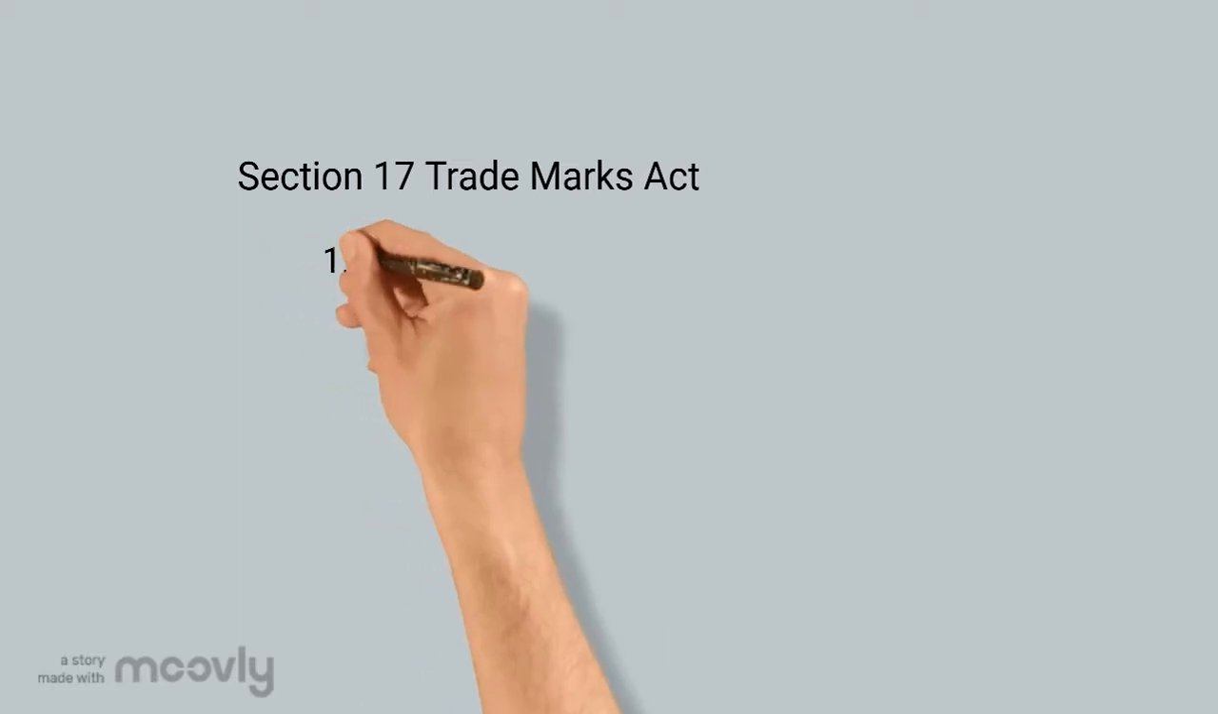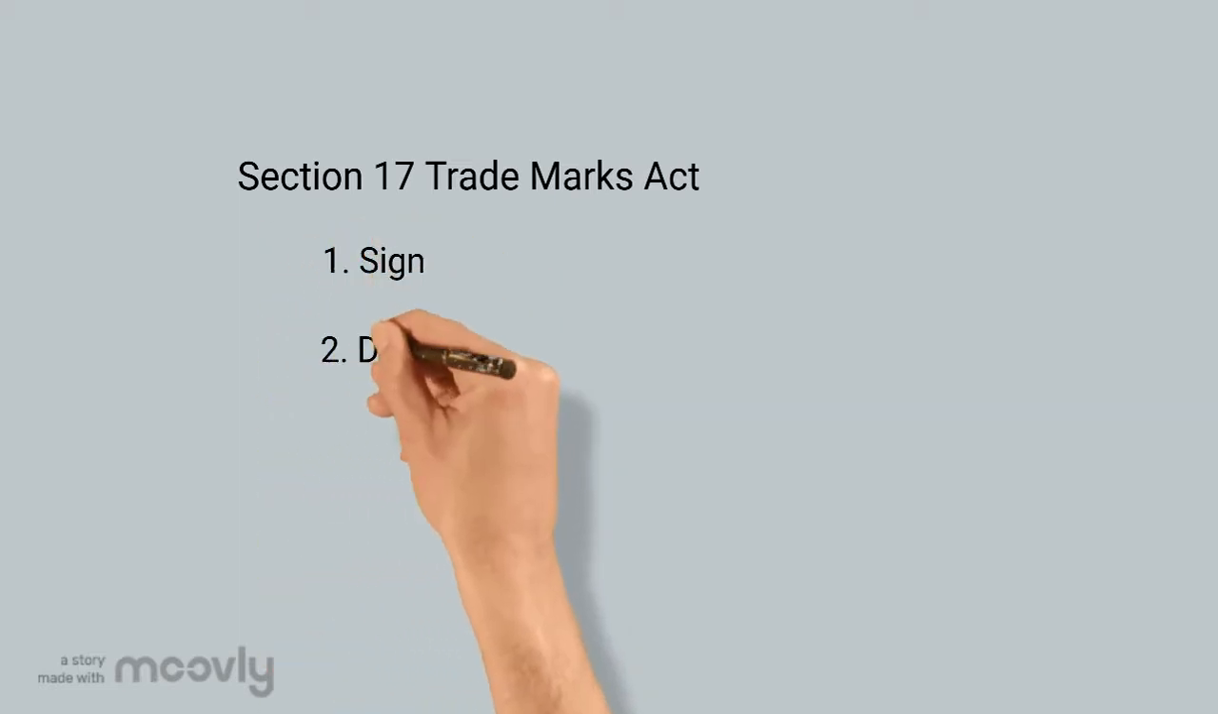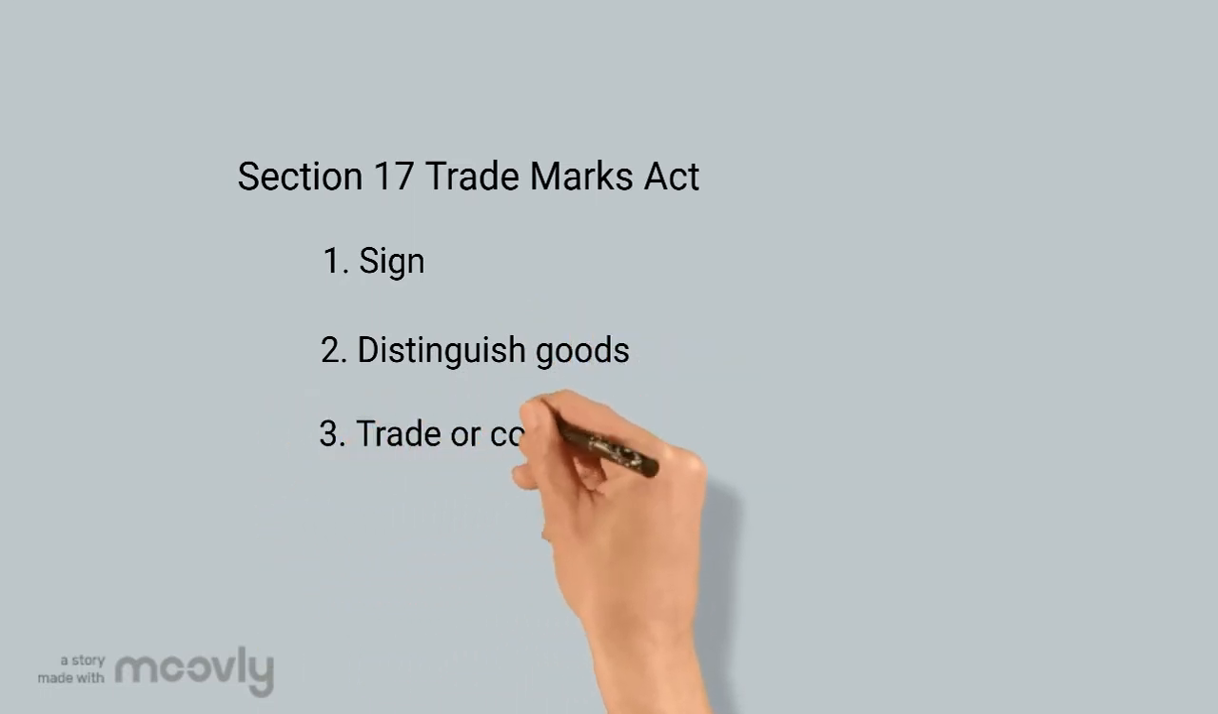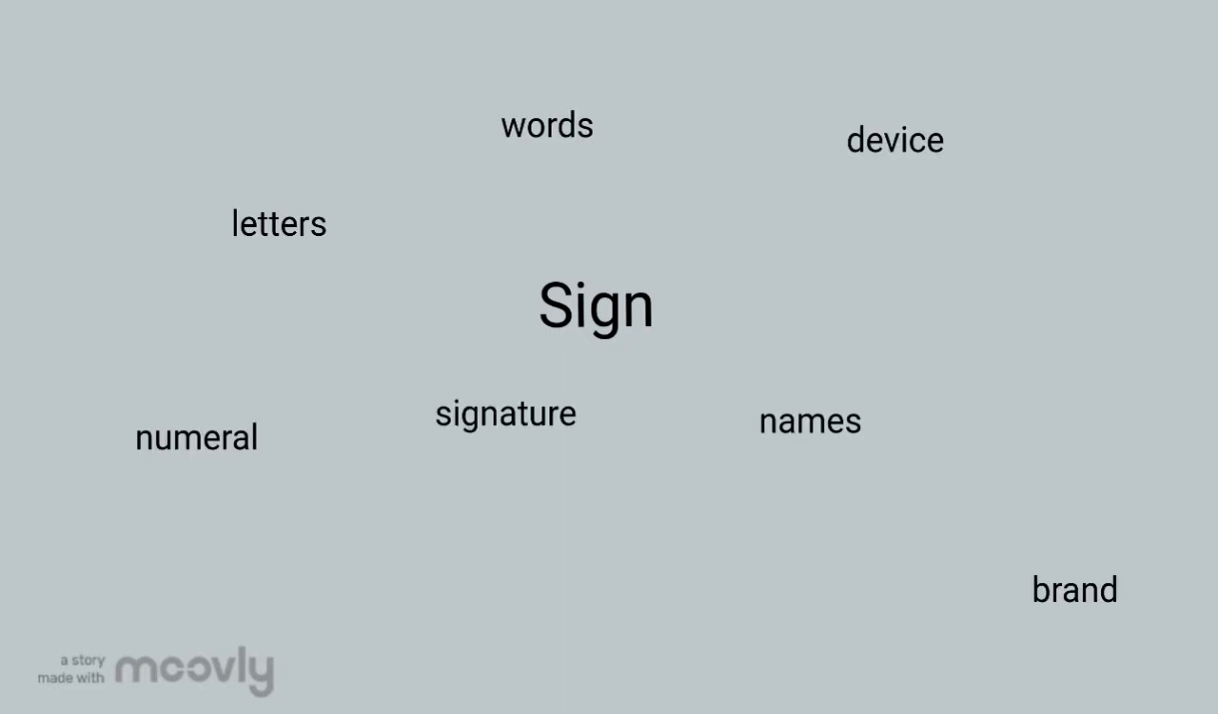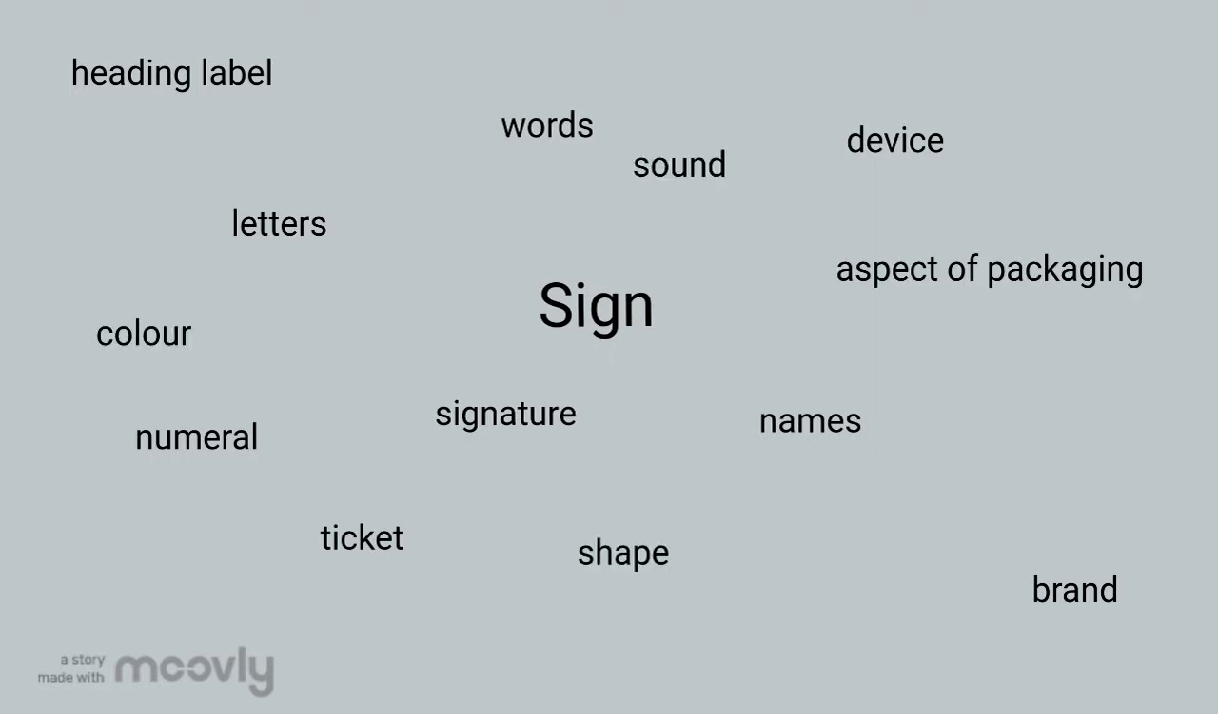A trademark is defined in Section 17 of the Trademarks Act as a sign used or intended to be used to distinguish goods or services so dealt with or provided by any other person. Sign is defined in Section 6 of the Act as includes the following or any combination of the following, namely, any letter, word, name, signature, numeral, device, brand, heading, label, ticket, aspect of packaging, shape, colour, sound, or scent.